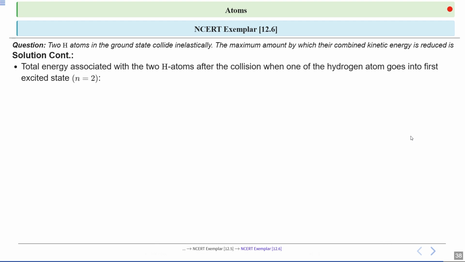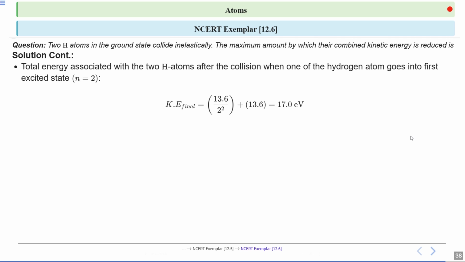First, let's consider what happens after the collision. Suppose one hydrogen atom is excited from the ground state to the first excited state, which is the n equal to 2 level. The total energy after the collision will be the sum of the energies of both atoms, one in the excited state and one still in the ground state. Now let's calculate the final kinetic energy. The energy of the hydrogen atom in the first excited state, n equal to 2, is minus 13.6 divided by 2 squared, which is minus 3.4 electron volts. The other atom remains in the ground state at minus 13.6 electron volts.